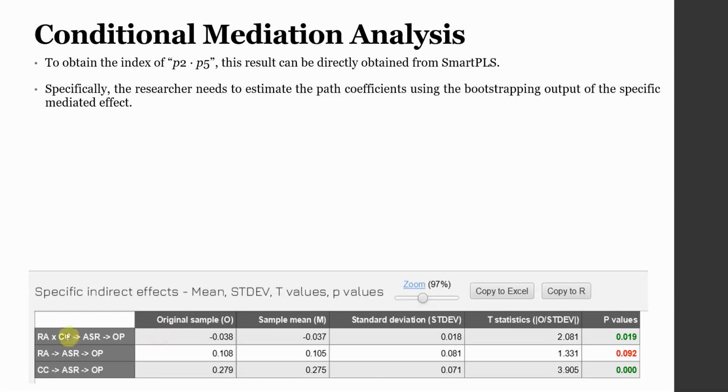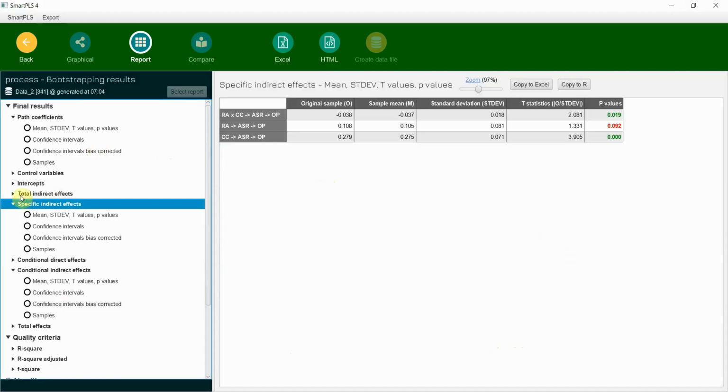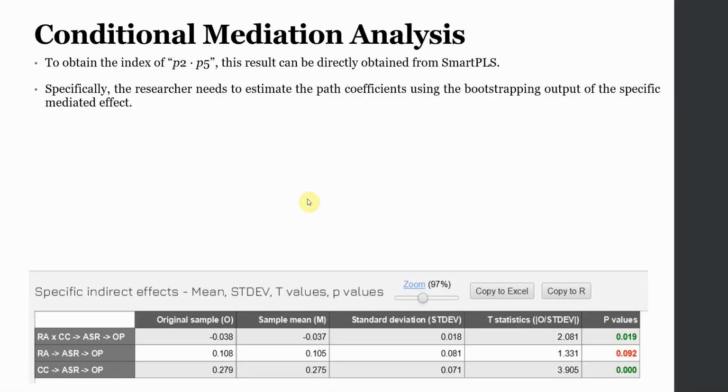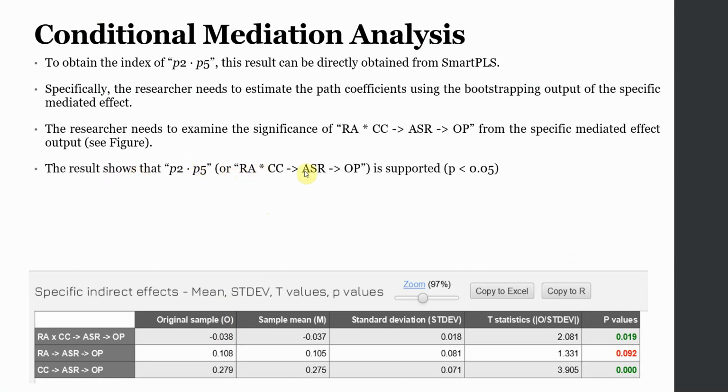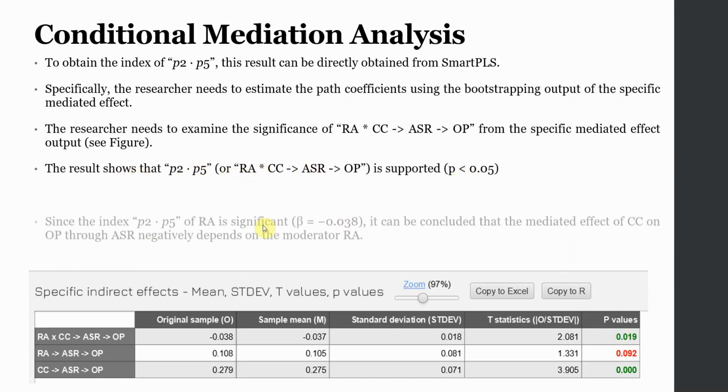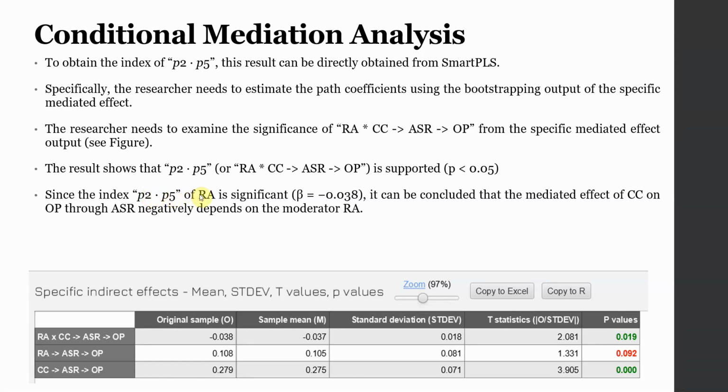And how do you get it? You can directly get it from SmartPLS as we have assessed. Just go to specific indirect effects. Here, specific indirect effects, and you will have it here. And we have already discussed this. Now, how did I get this value? So what you need to do is you simply look at this value. This is significant. Since the index P2 into P5 of RA is significant, this is significant.